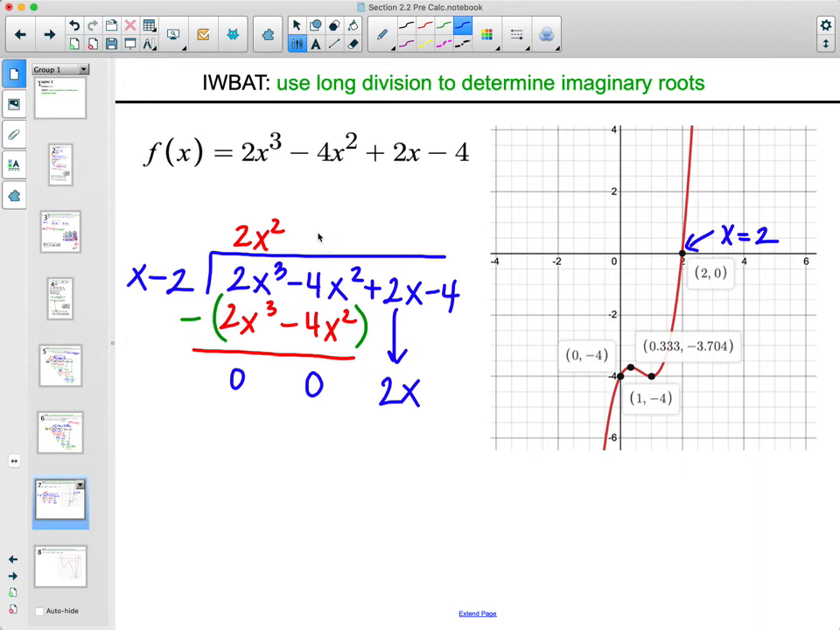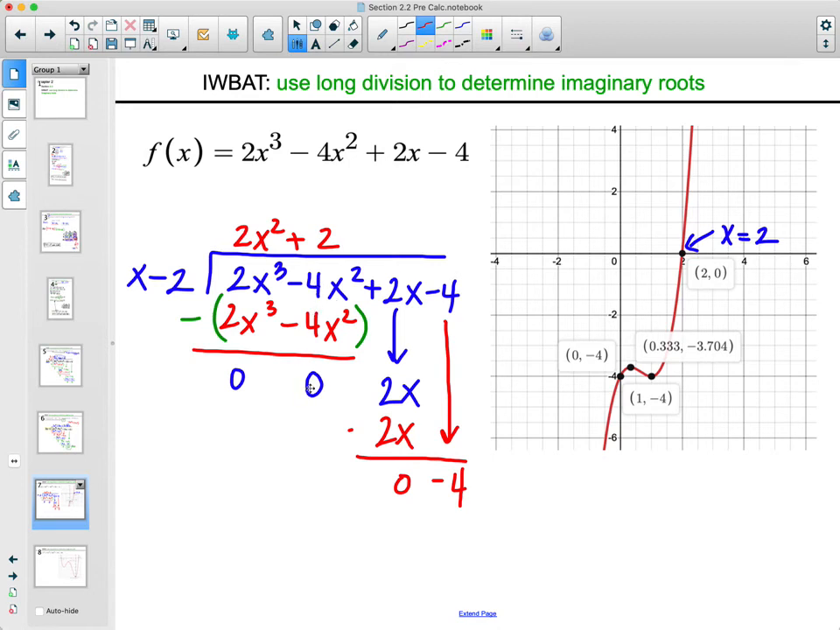So now we kind of skip a term here, which is fine. So now you decide what times x gives you 2x. Well, times 2. So 2 times x gives me 2x. When you subtract here, you get 0. Carry down the negative 4, and that ends up being your remainder because you're out of x's. You're done now. So you have this plus 2, which should not have happened.